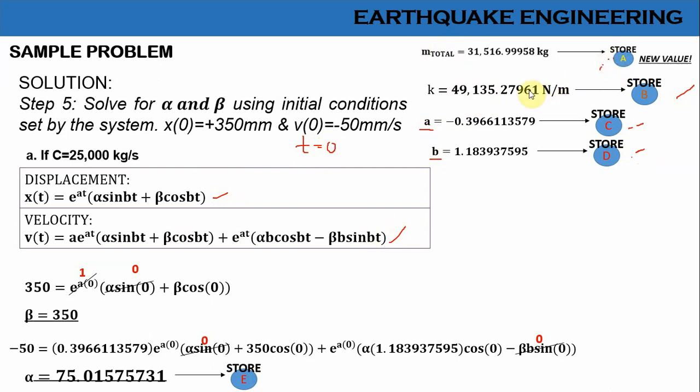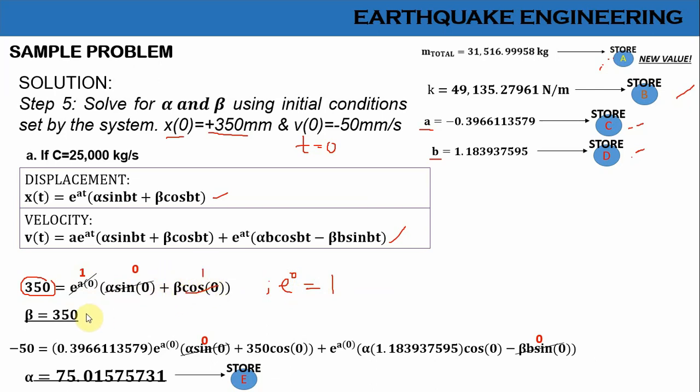Now, using our displacement, when t is equal to 0, x sub 0 is 350. So 350 is equal to E to the power of 0 times A times 0, and E to the power of 0 is equal to 1. Times sine of 0, which is 0, plus beta cos 0. Cosine 0 is equal to 1. Therefore, only beta remains here.